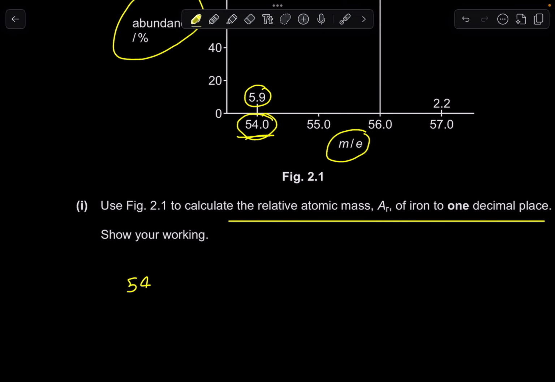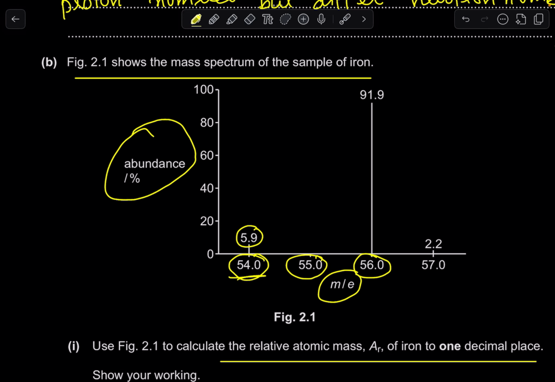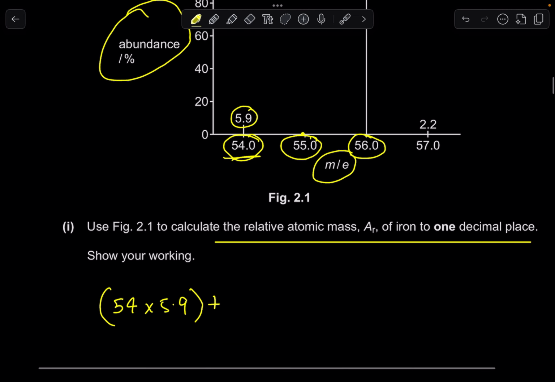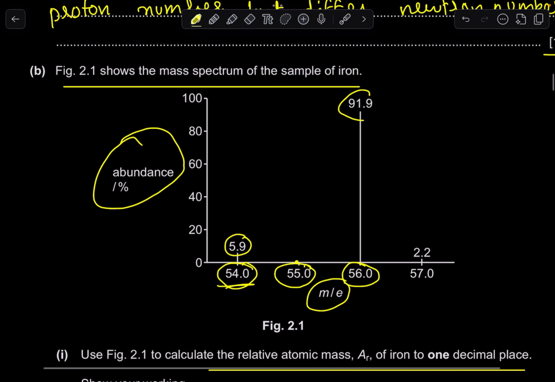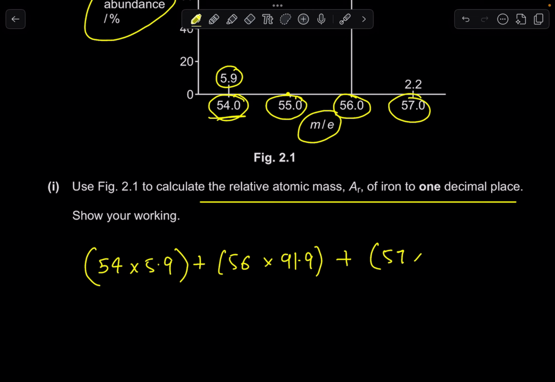So 54 multiplied by 5.9 plus what's the mass of the second? It's 55. No, it's not 55. It's going to be 56 because 55 is 0 abundance. So it's going to be 56 times what's the abundance? 91.9. Plus it's going to be 57, the mass of the third one, multiplied by its abundance, which is 2.2, divided by the sum of all abundances. Since we're dealing in percentages, it's going to be 100.